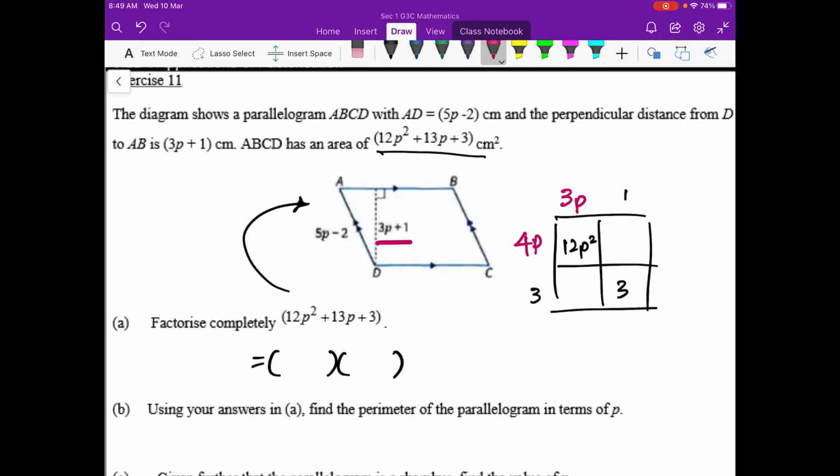Let's start with the top right hand corner. 4p times 1. This area is 4p. The bottom left hand box, 3p times 3, I get 9p. Okay, so I check. The p terms added up is 13p. Same. So my hunch is correct. So here we have 3p plus 1 being the perpendicular height, and the other dimension is 4p plus 3. And by doing so, you know now that the length CD is actually 4p plus 3.